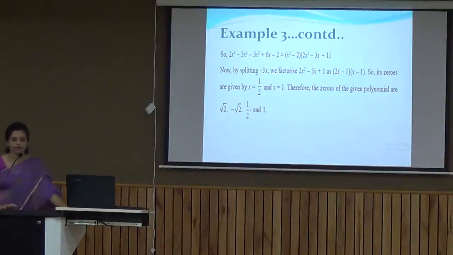Therefore, the zeros of the given polynomial are... Now, this is the final step wherein you write all the zeros. Root 2 and minus root 2 were already given to you. 1 by 2, that is half, and 1 are the two zeros that we found now. So, this is a pretty important step that you should write: all the zeros of the given polynomial.